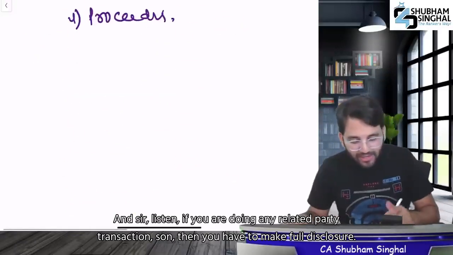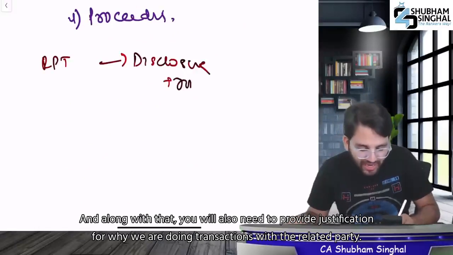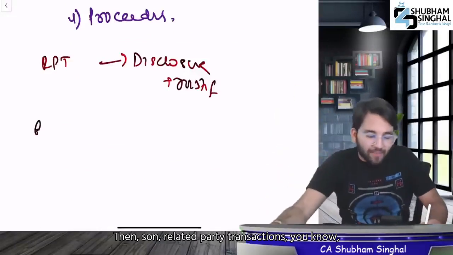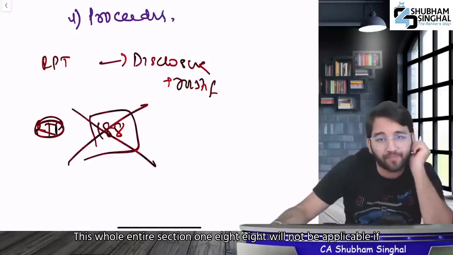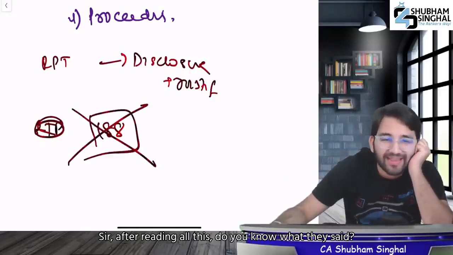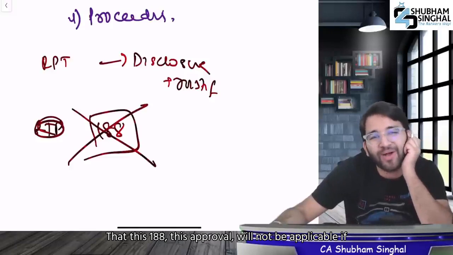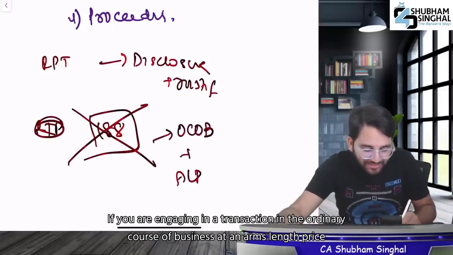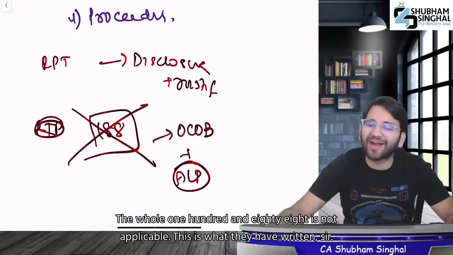And also listen, if you are doing any related party transaction, then you will have to make full disclosures. Along with that, you will also need to justify why we're doing transactions with the related party. But listen, this entire Section 188 on related party transactions will not be applicable if... Do you know what it states? It states that Section 188 will not be applicable if you are engaging in a transaction in the ordinary course of business at an arm's length price. If you are engaging in a transaction in the ordinary course of business, the entire 188 is not applicable. This is what they have written.